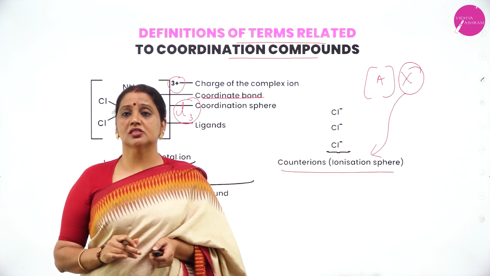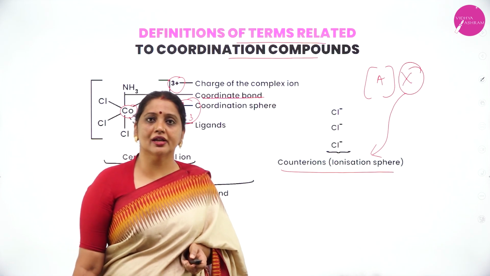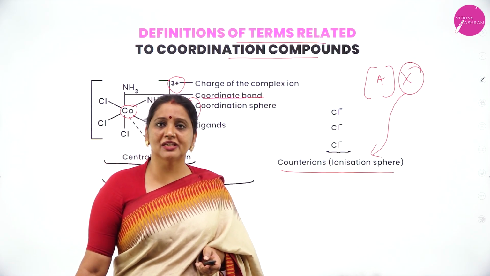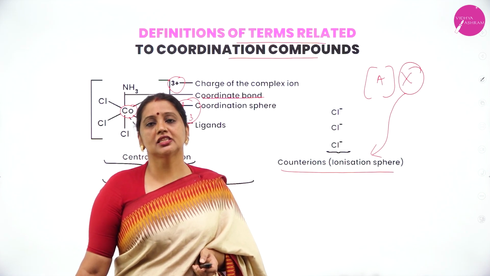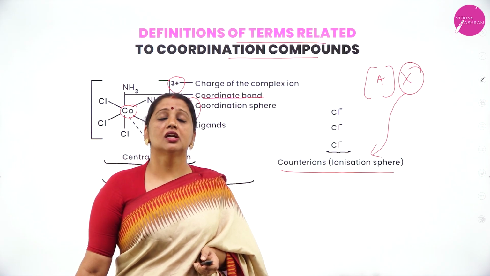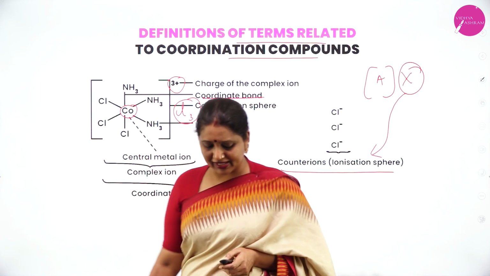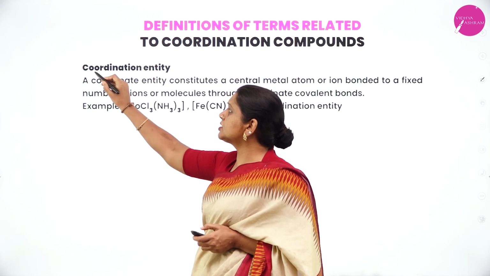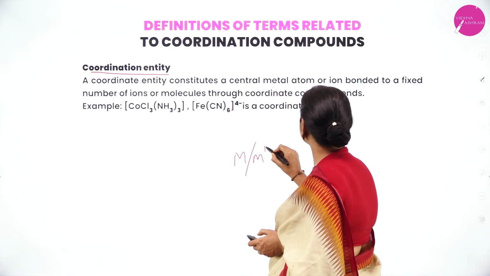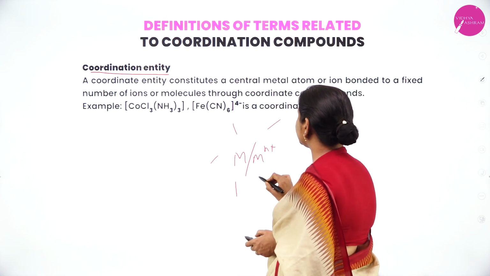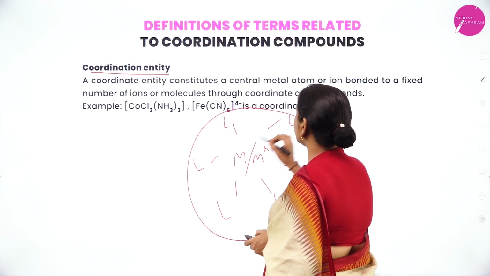Therefore, to understand the concept of coordination compounds, we require some basic terminologies: central metal atom or ion, ligands, coordination sphere, coordinate bond, coordination entity, and ionization sphere. The part inside the square bracket is the coordination sphere. The part outside the square bracket is the ionization sphere. Next, coordination entity. A coordination entity constitutes a central metal atom or ion surrounded by certain ions or molecules called ligands through coordinate bonds.